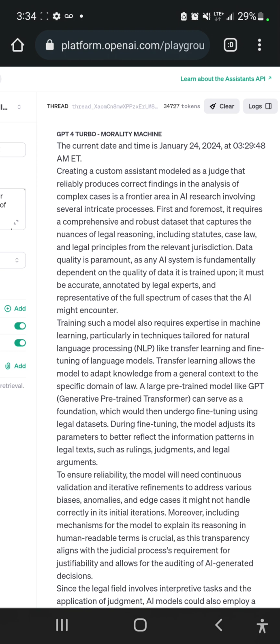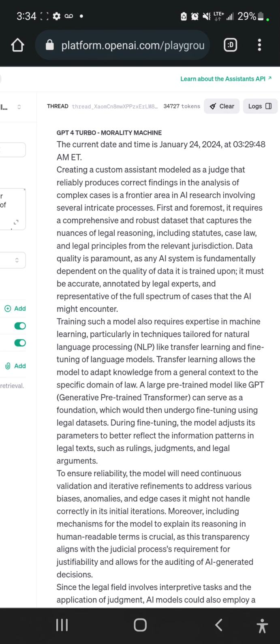GPT-4 Turbo responds. The current date and time is January 24th, 2024 at about 3:30 in the morning.